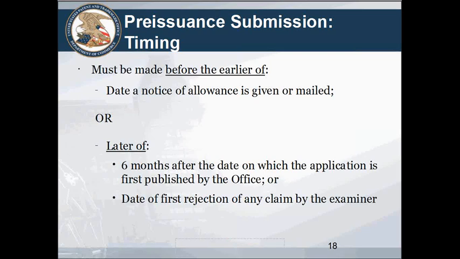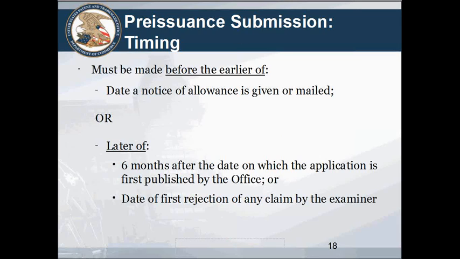So how to evaluate the time constraints? I'm going to quickly go over 2 different ways to see if it would be helpful to you. Take your choice if you want to use them. First one is start with the later of. So which is later? 6 months from first publication or date of first rejection. Let's presume the later date is 6 months from first publication. Then which is earlier? 6 months from first publication or allowance. The date that is earlier of these 2 will be the bar date.